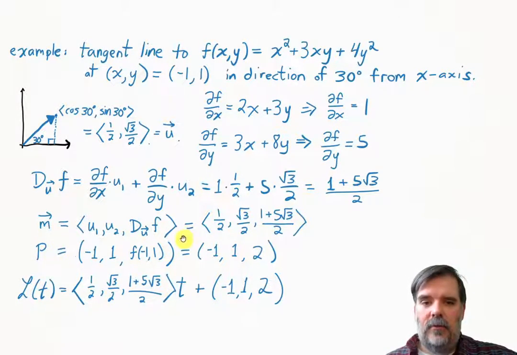Our point, we'll take our x value -1, the y value 1, plug them into f to get the z value, which turns out to be 2, and there you have it, the equation of the tangent line at that angle.